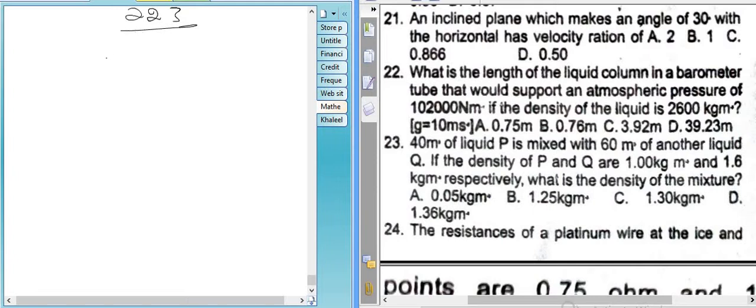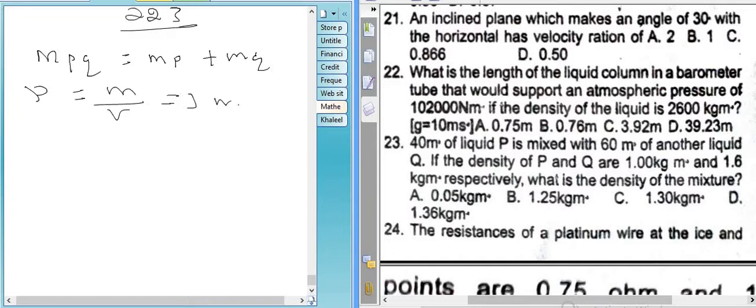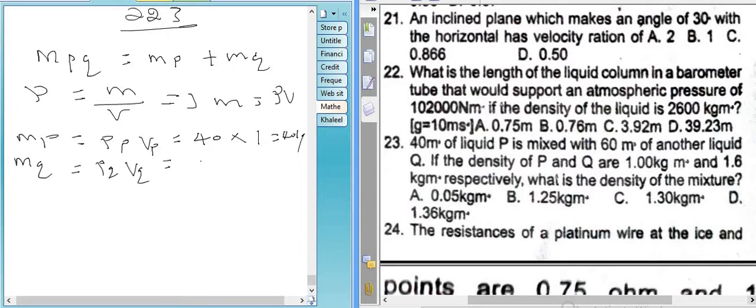For 23, I don't have to jot down the data, so I will just find the total mass of the mixture. Let's call it mass of PQ, which is the same as mass of P plus mass of Q. From the formula, density is mass over volume, so mass is always equal to density times volume. So mass of P is equal to the density of P times the volume of P, which is 1 times 40, equal to 40 kilogram. And again, mass of Q is equal to the density of Q times the volume of Q, which is 1.6 times 60, equal to 96 kilogram.